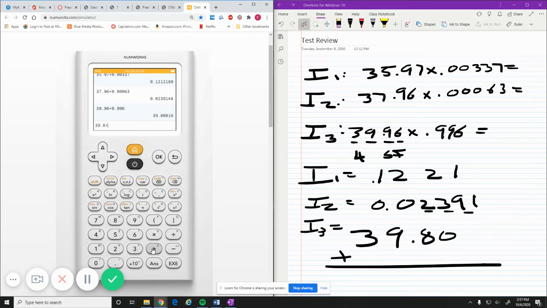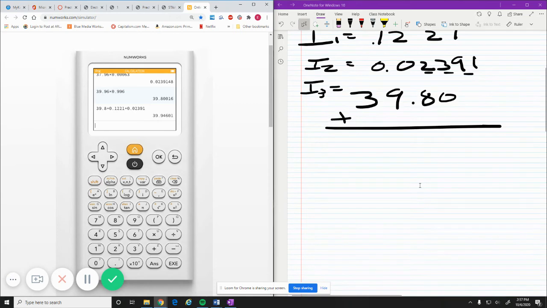39.8 plus 0.1221 plus 0.02391 gives me 39.94. That 6 affects that 4. It makes it round up. So I would have to put not 4, but 5 AMU.